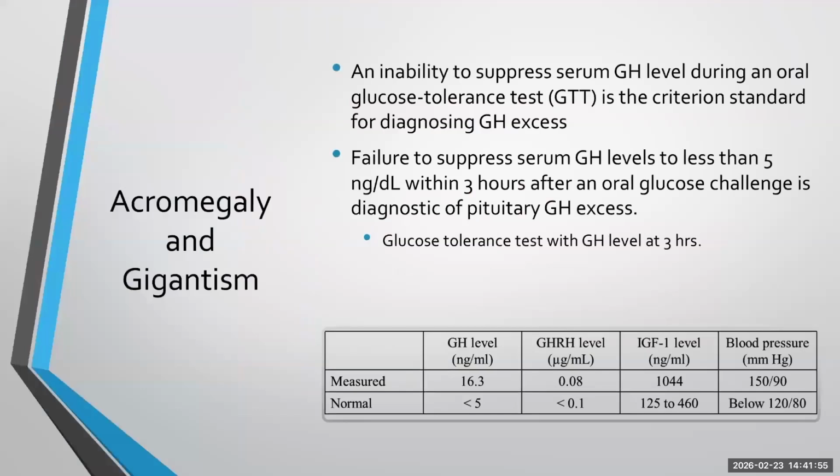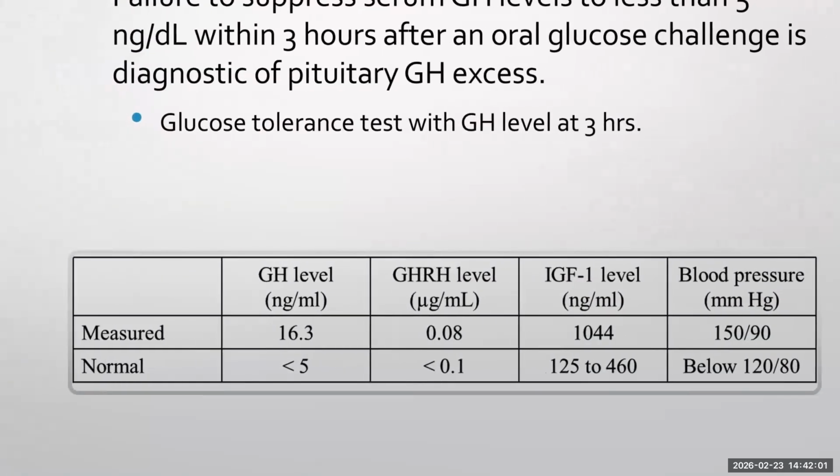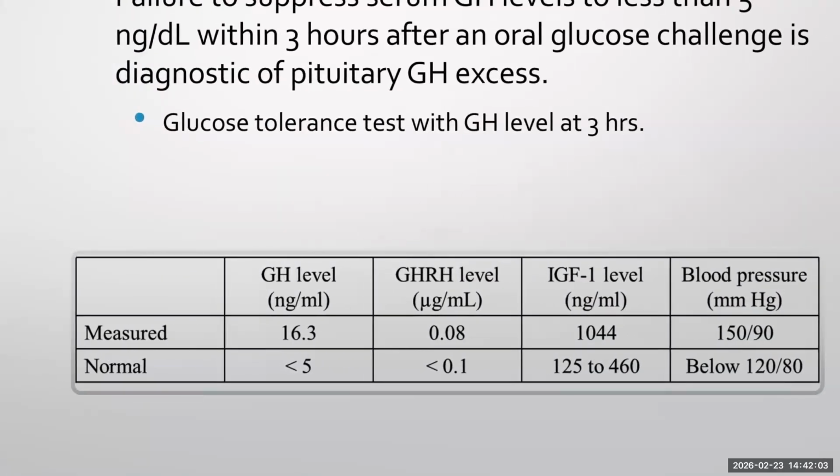So here is the glucose tolerance test, what we do for growth hormone. As we take the glucose load challenge, here we are. We can look after 3 hours. Growth hormone level measured at 16.3. The normal should be less than 5. So growth hormone is going up. It's a higher level than it should be.